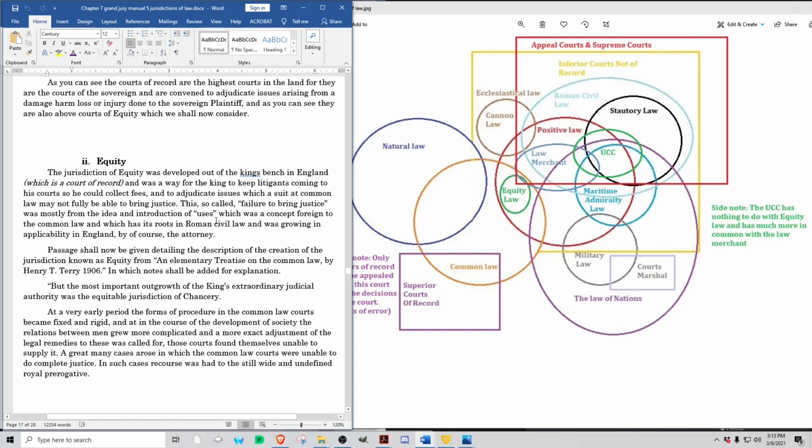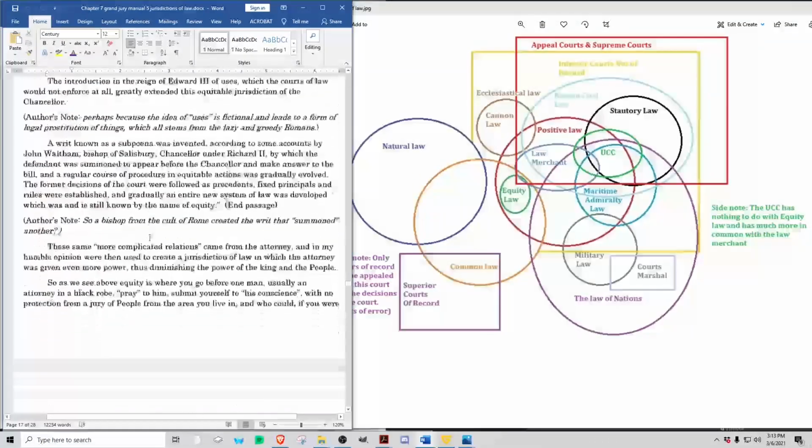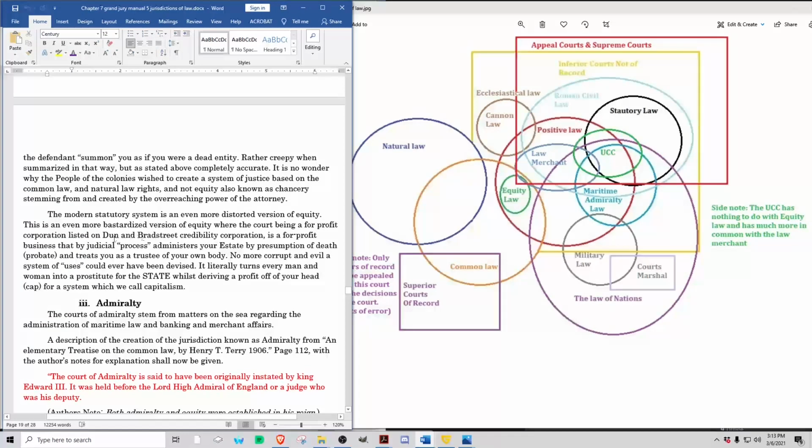Passage shall now be given detailing the description of the creation of the jurisdiction known as equity from An Elementary Treatise on the Common Law by Henry T. Terry, 1906. Now, this is what I already read, so I'm not going to reread this. So we already did this, and so that was equity.